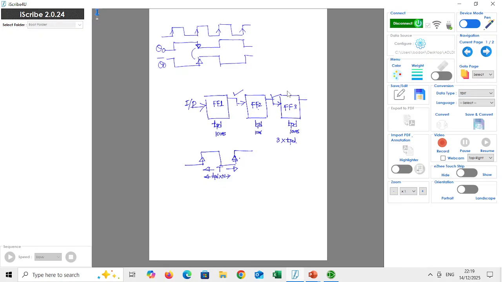This can happen only when TPD into N is less than T. So what is the rule? T, the clock time period, should always be greater than N into TPD. Then only the counter outputs are reliable. So in the worst case, TPD into N can be equal to T. That's all. TPD into N cannot be more than T.